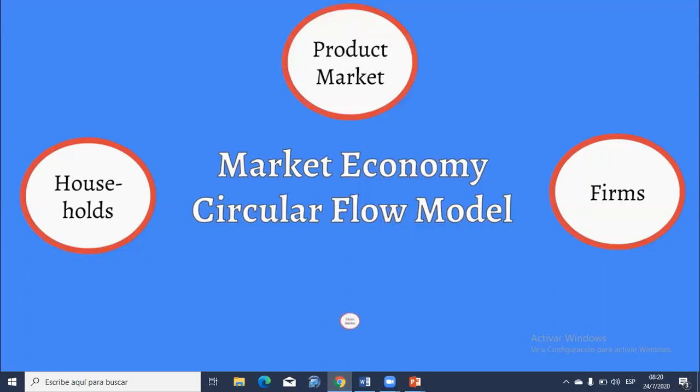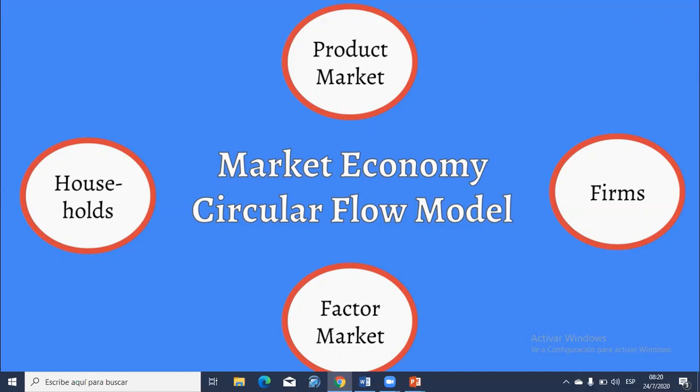And finally, you have the factor market. And the factor market is still where things are bought or sold, only the things being bought and sold this time are not products, but they are the factors of production. So think land, think capital, and of course, labor. So these are the 4 stops on the model.